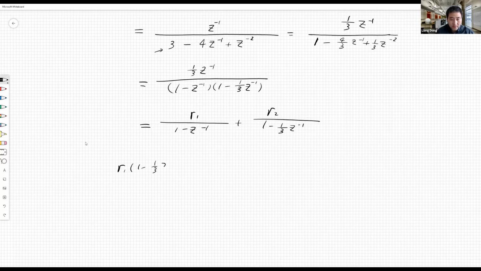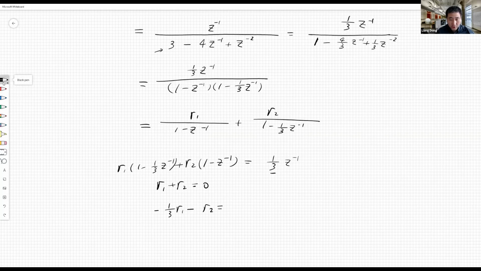Let me write this out. Plus R2 times 1 subtract z to the power negative 1. This is the numerator that should be equal to this. Therefore, I can write the equations for R1 and R2: R1 plus R2 should be equal to 0. And then negative 1 over 3 R1 subtract R2 equals this coefficient right here, 1 over 3. That's the first order coefficient.